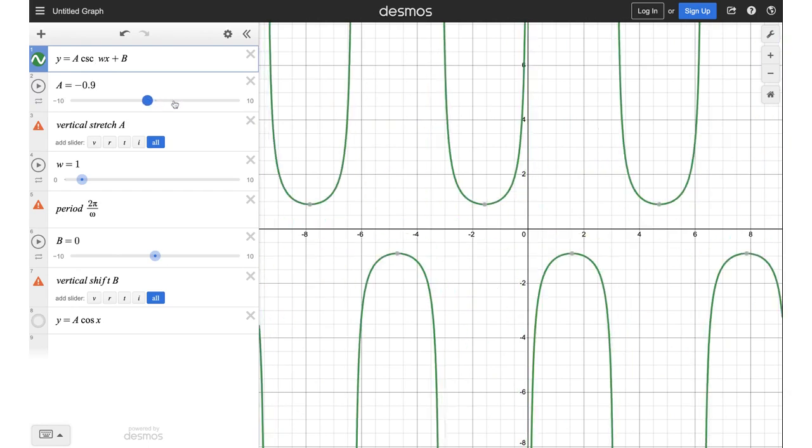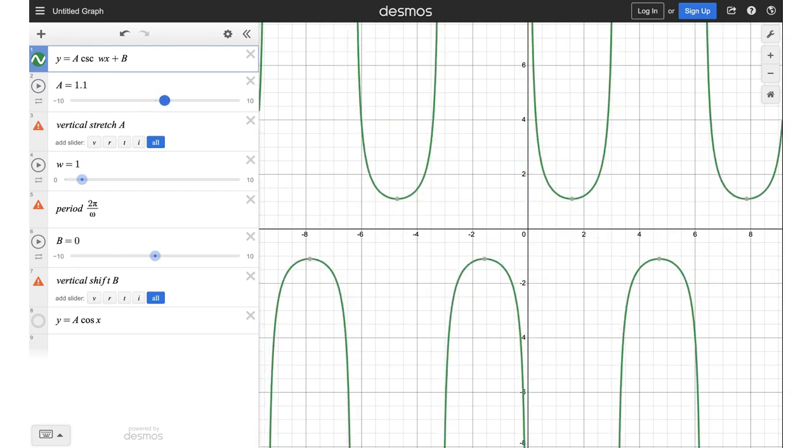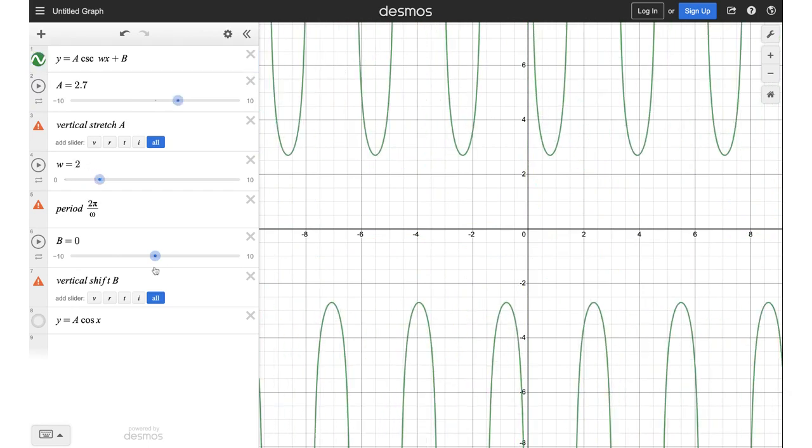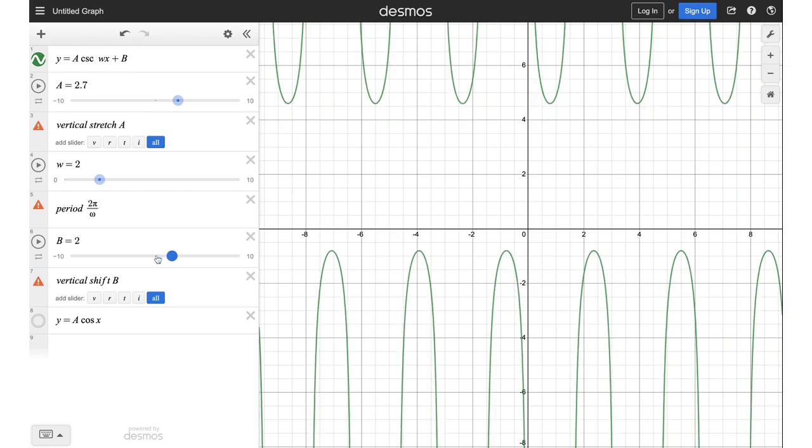If I put in cosecant, it works exactly the same way. Changing a changes how far apart the two ends are. Changing omega changes the period, and moving up and down is done with b.